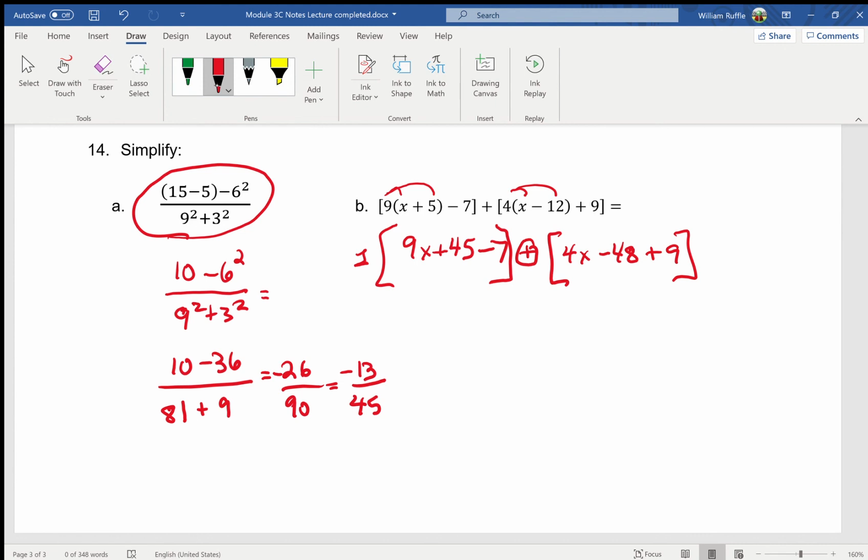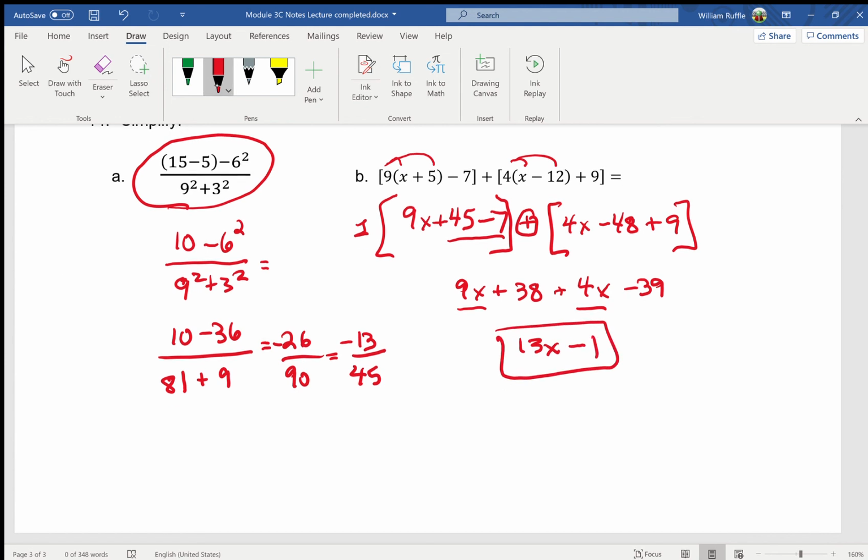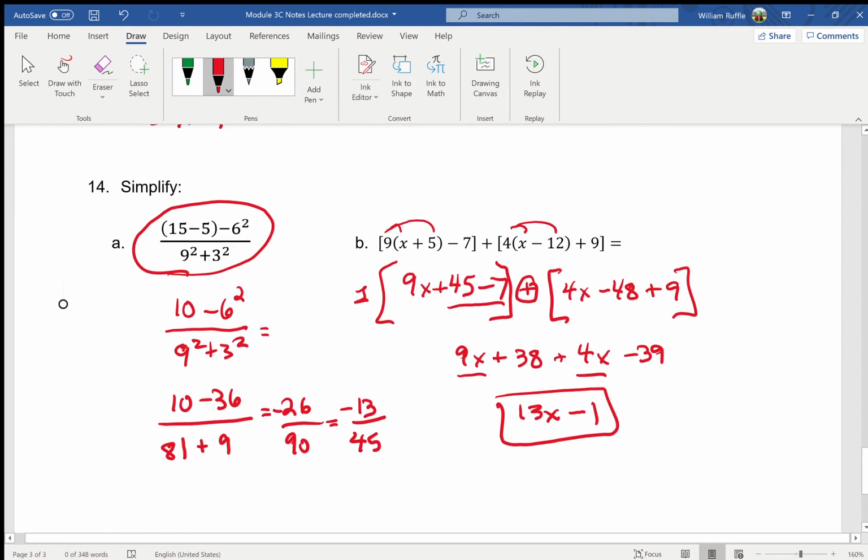I will combine my like terms first here. So it's 9x plus, now 45 minus 7 is 38. And then plus 4x minus 48 plus 9 is minus 39. I combine my like terms. 9x plus 4x is 13x. 38 minus 39 is minus 1. And that is my answer. And that is the end of Unit 3C. It's about 20 minutes, but there's only one part to this, so that works out pretty well.